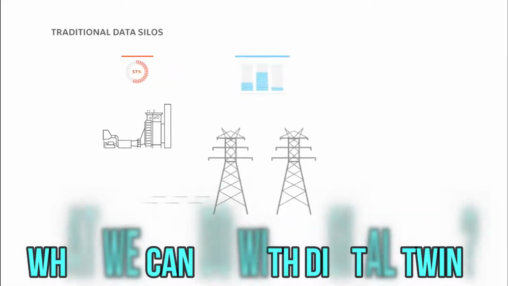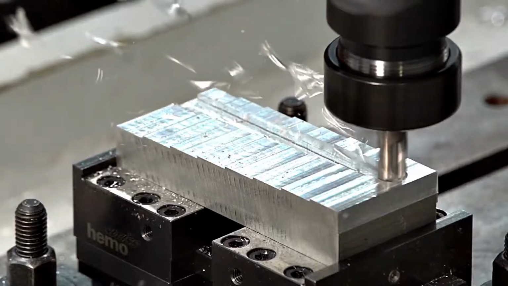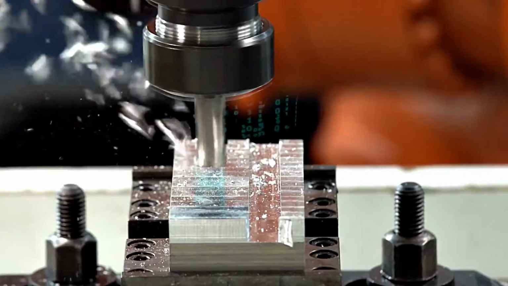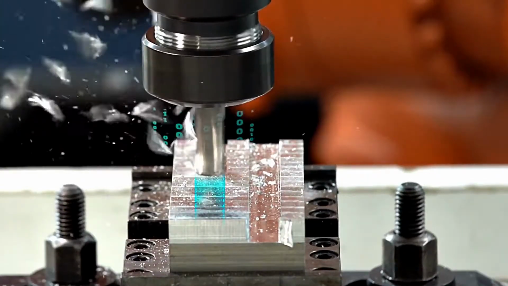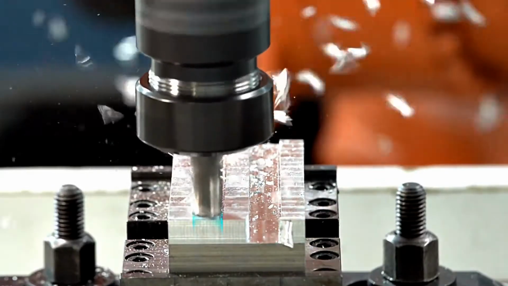So let's look at what we can do with digital twin. The digital twin technology can be used to replicate processes in order to collect data to predict how they will perform. A digital twin is, in essence, a computer program that uses real-world data to create simulations that can predict how a product or process will perform.